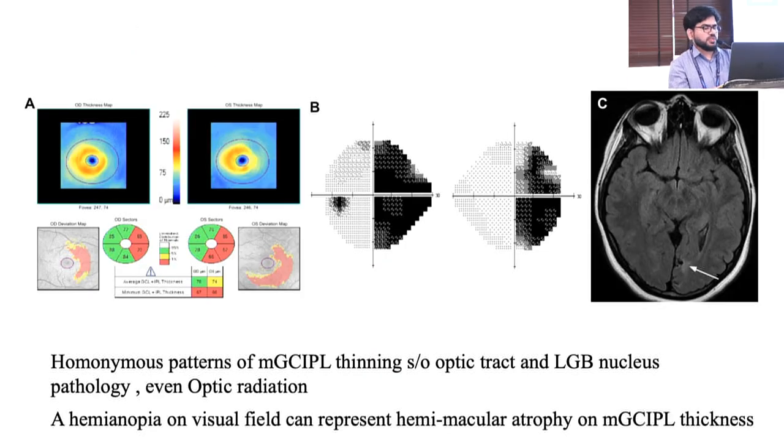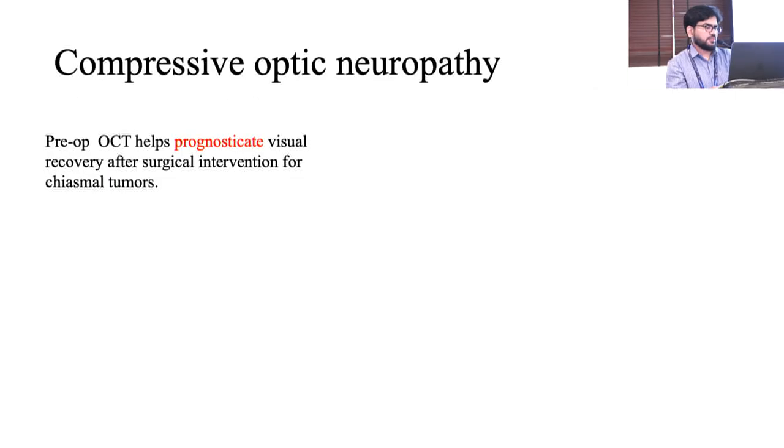Then you have the homonymous patterns as well. You can see that the macular ganglion cell layer is thinned out in the right nasal quadrant and in the left temporal quadrant. That is corresponding to the right homonymous hemianopia. So macular ganglion cell analysis mimics the visual field defect, and it can be picked up even before visual field defects have started appearing. So a hemianopia on a visual field can present as a hemimacular atrophy on the macular ganglion cell thickness map.